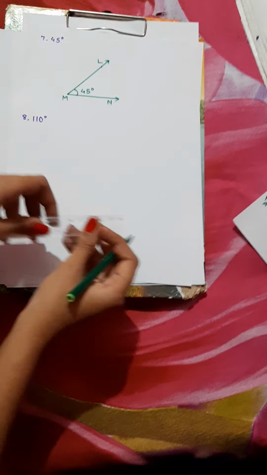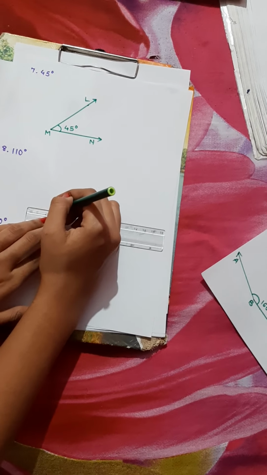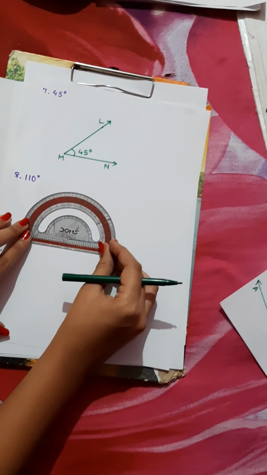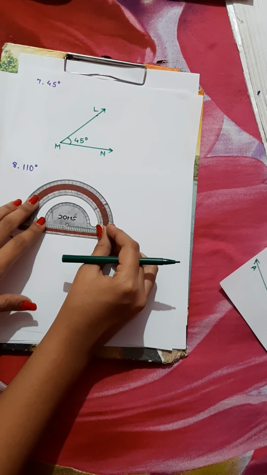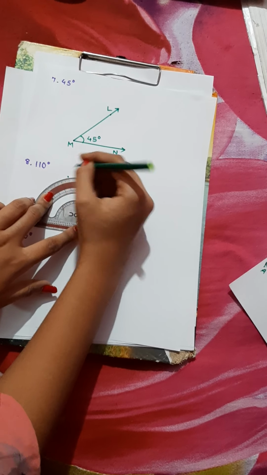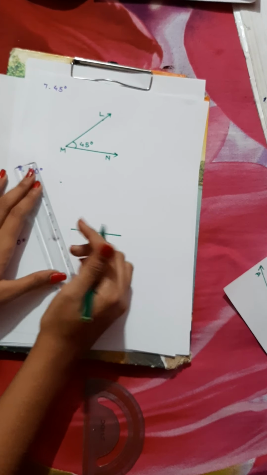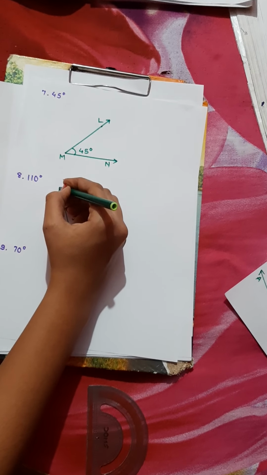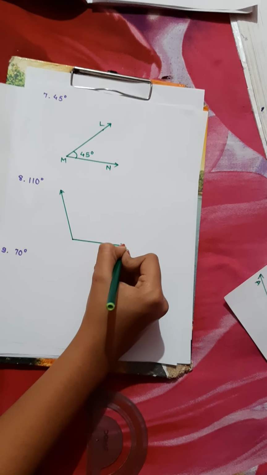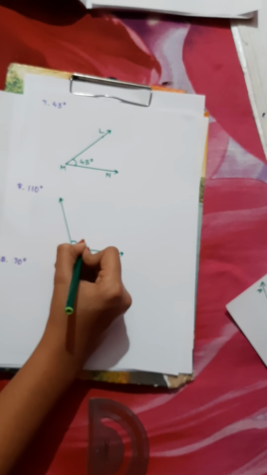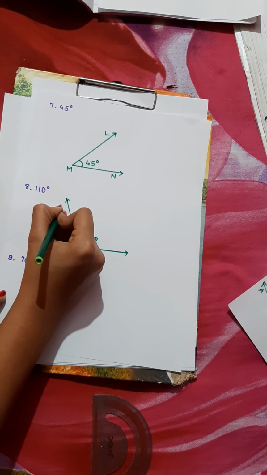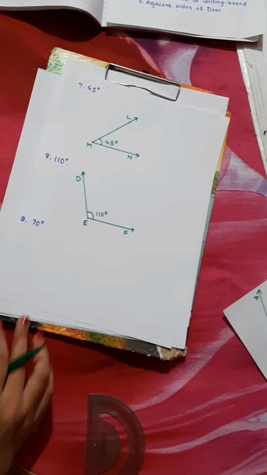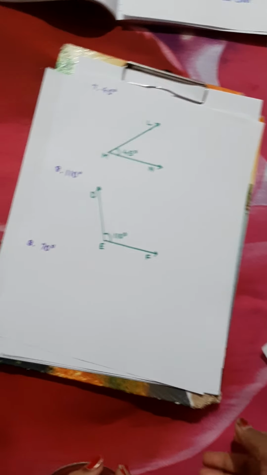Next one, 110 degree. Again draw one segment. Keep the protractor properly. Take the measurement of 110 degree. As it is more than 90, the shape must go outside. 110 degree. Give the name angle DEF. It is not compulsory to give the same name. You can give the name on your own also.